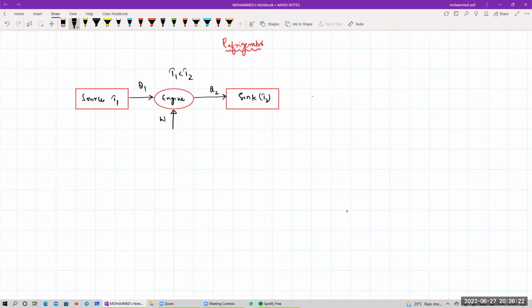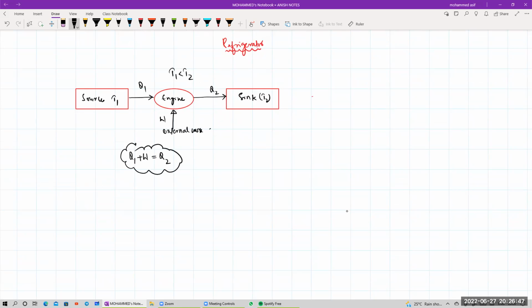For a refrigerator or freezer to work, what do we need? We need power. That means we are doing the work here right now. That means Q1 plus W will be equal to Q2. This W is nothing but, beta, the external work, whatever you are doing. So Q1 plus W is equal to your Q2.